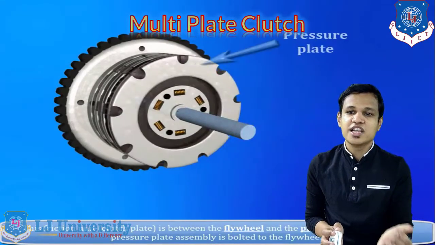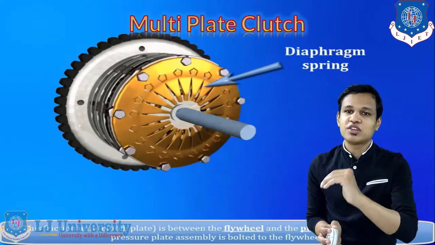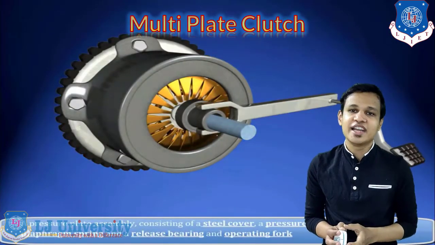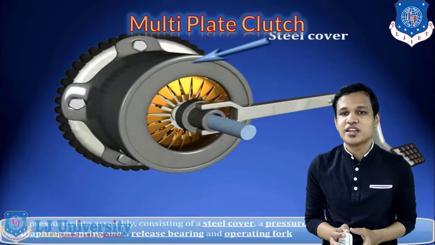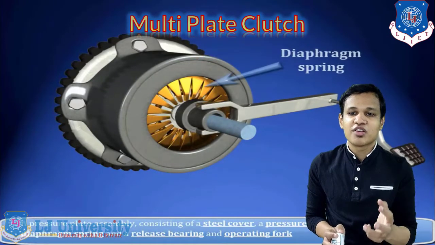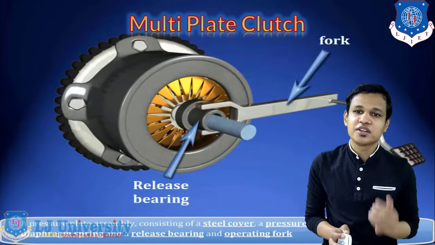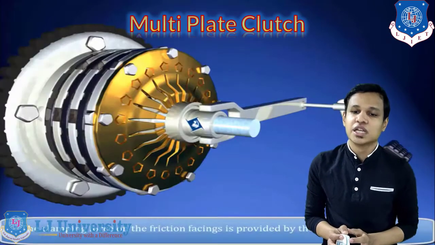These are arranged alternately, and the last one is a pressure plate. So this assembly is arranged with a number of clutch plates. The only difference is that the number of clutch plates is more. The operation of this clutch will be 100% similar to the single plate clutch.